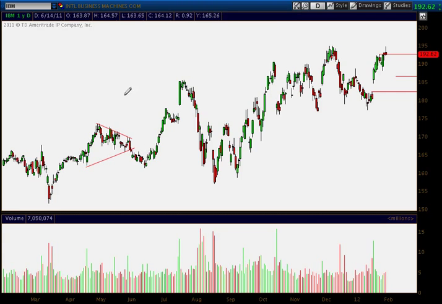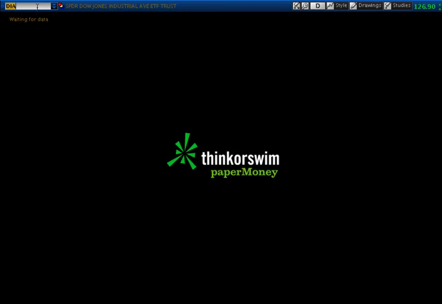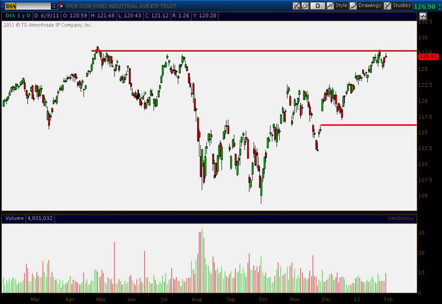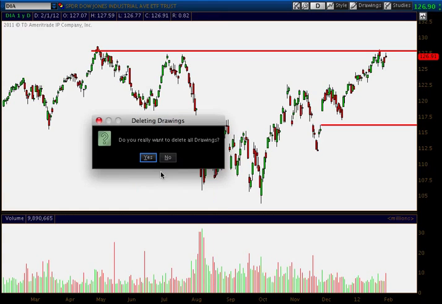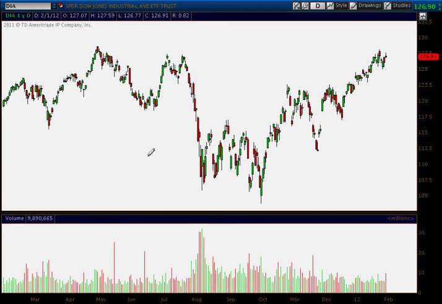Go to another stock. I'm, again, picking these randomly. Look at Diamonds. This is an ETF. It works for ETFs. I had some lines there already. Let me get rid of those lines for you so you can see exactly what's happening. Here is a series of lower highs and higher lows. What happened? It broke out. Again, this is more of a wedge.